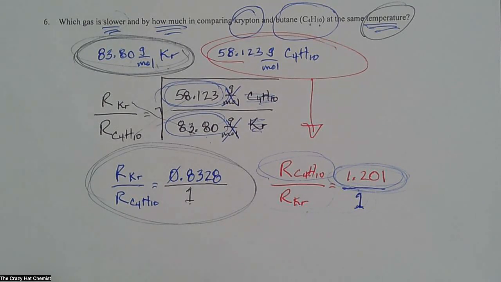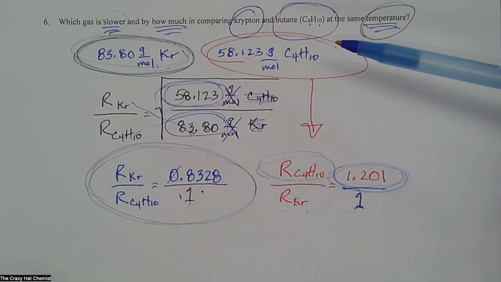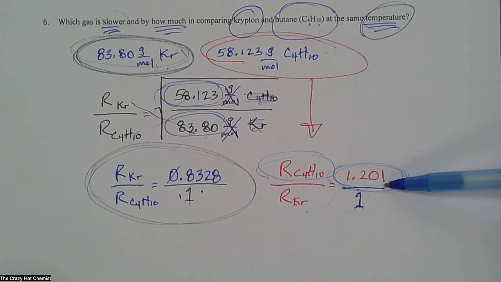Okay, that's number 6. So hopefully you are happy with number 6. I answered which gas is slower and by how much, krypton. And I also answered another question which was not asked, but just in case, which gas is faster, butane, and by how much. So I got both of those in there.